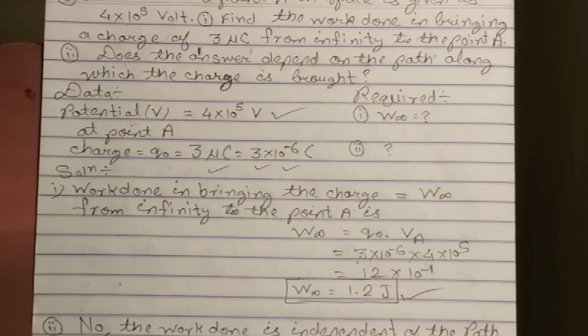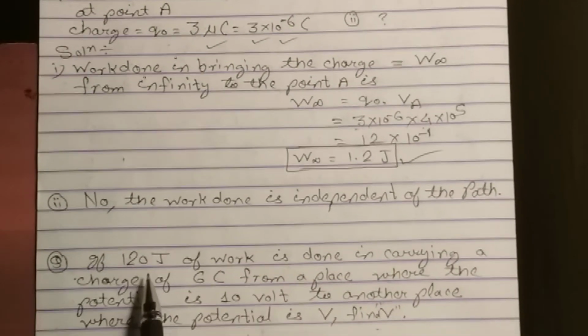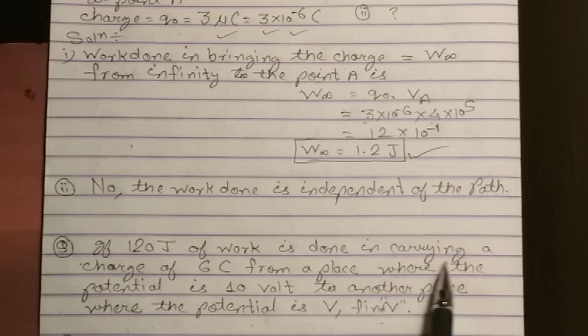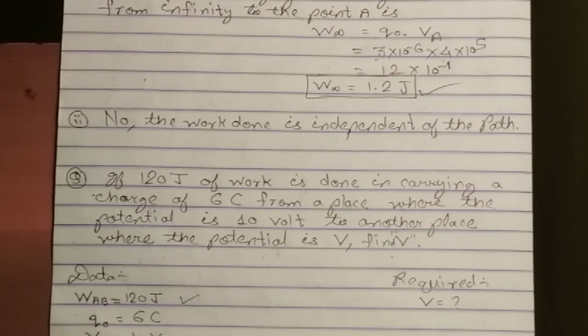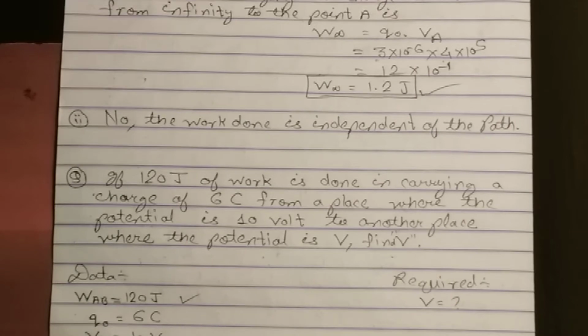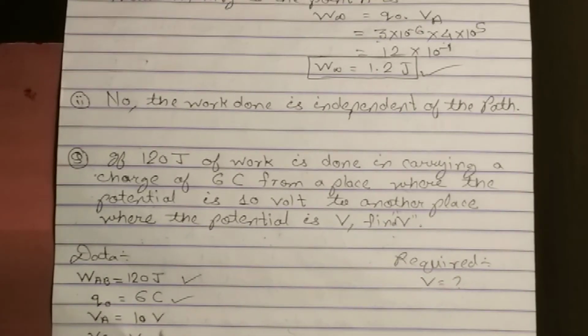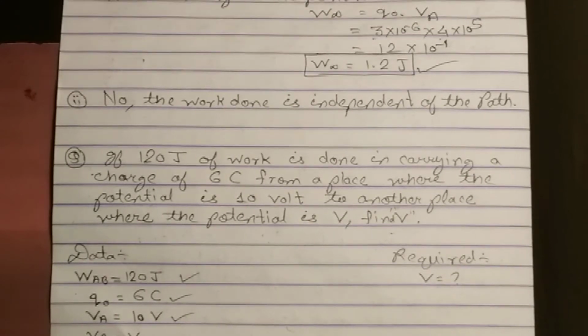Let us do the next numerical. 120 joule of work is done in carrying a charge of 6 coulomb. So students, work done is given here, when the charge is moved from point A to B. The charge value here is 6 coulomb. Voltage at point A is given, that is 10 volt. Voltage at point B, we don't know.